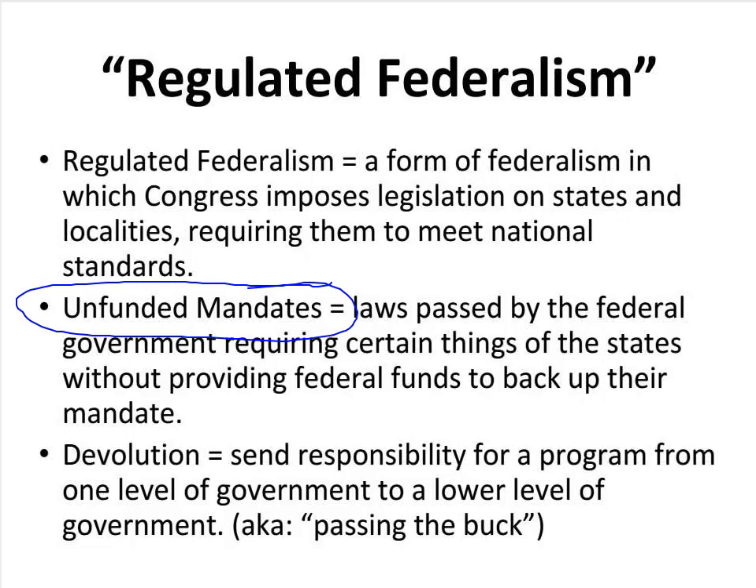Then you have this term devolution. This is sending responsibility for a program from one level of government to another. A good example of this would be something like Medicare or Medicaid or food stamps. These are things that were required by the federal government. They are funded by the federal government, but not always fully funded. And this is often referred to as passing the buck. So the federal government says these things must be done, but they rarely will actually help out by fully funding the programs that they require.